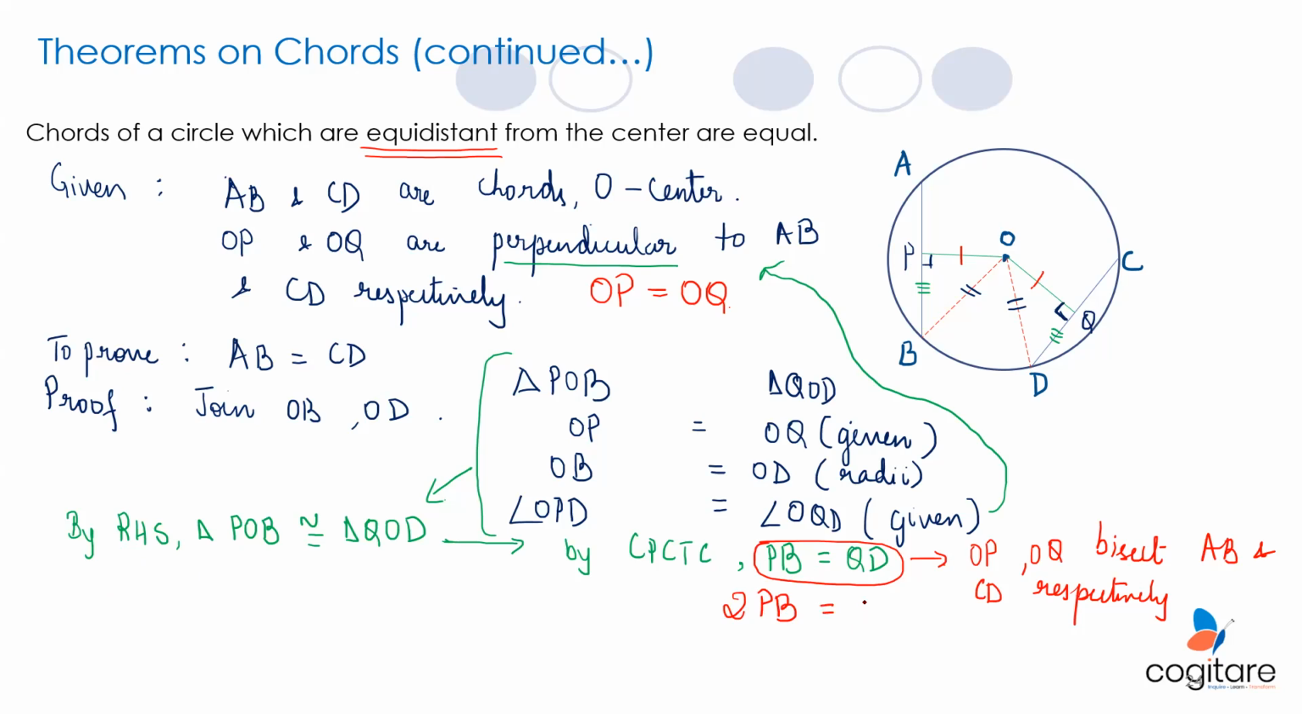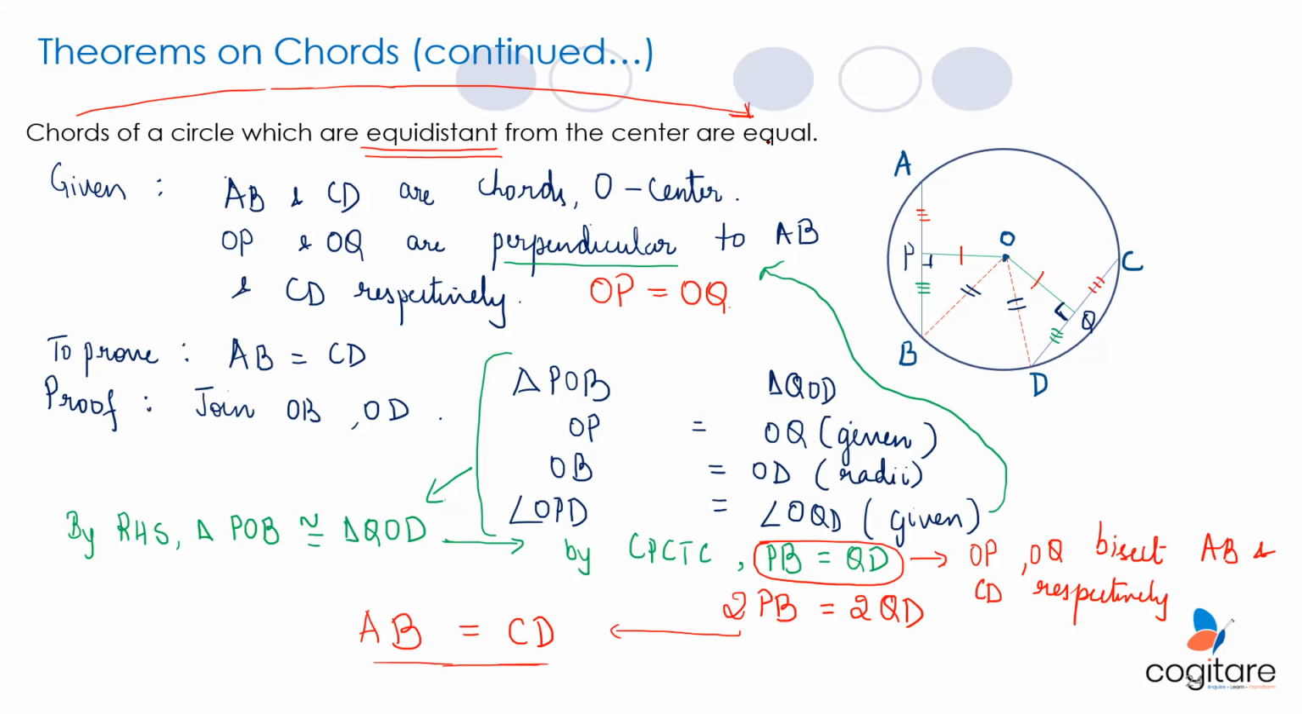Therefore, if PB is equal to QD, what can you say about twice PB? Twice PB will definitely be equal to twice QD, okay? So all I'm saying is these parts are also equal, right? So twice PB is nothing but AB, and twice QD is nothing but the chord CD. Hence, we have just proved that the chords themselves are equal. If you have two chords that are equidistant from the center, we just proved that the chords themselves are equal.